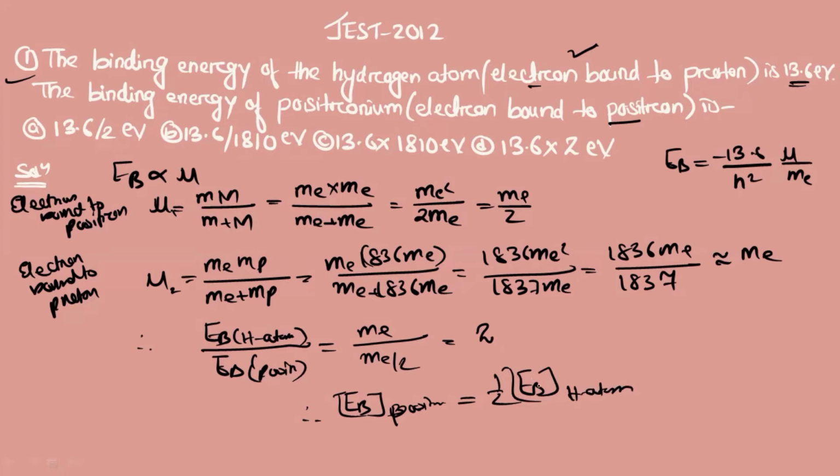Half of this means half of minus 13.6, or you can say just 13.6. So if you do so, you will get 13.6 by 2 electron volt. So you can write the correct option is option A. All right.